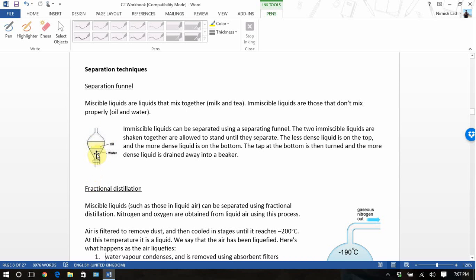You then tip the liquid that's on the top out, or you could drain that again. But the better option is to tip the oil out from the top.